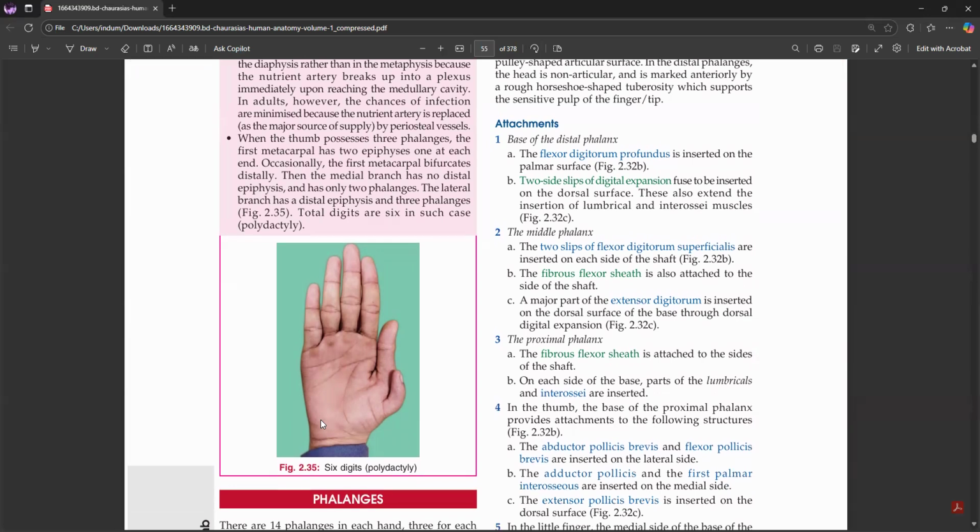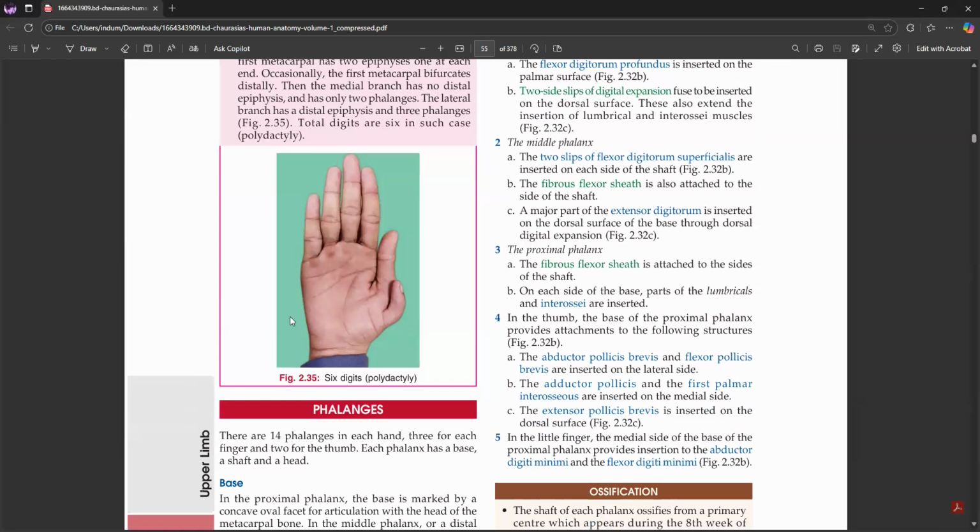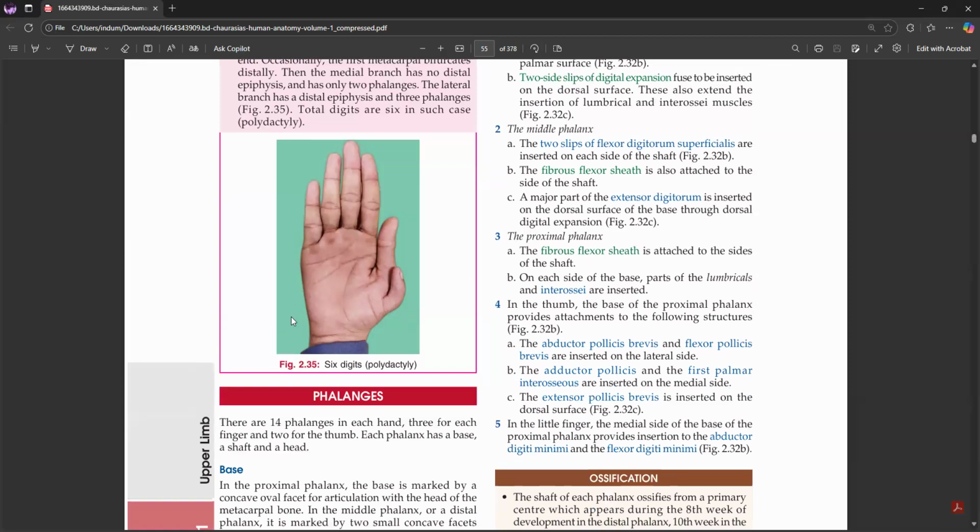Occasionally, the first metacarpal bifurcates distally. Then, the medial branch has no distal epiphysis and has only two phalanges. The lateral branch has a distal epiphysis and three phalanges, figure 2.35. The total digits are six in such a case, polydactyly.